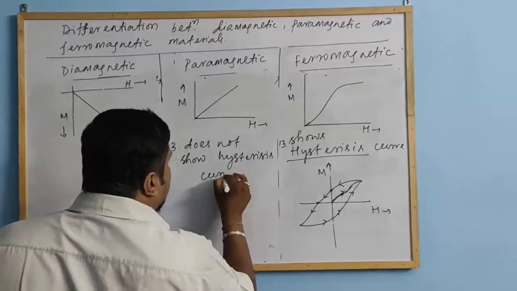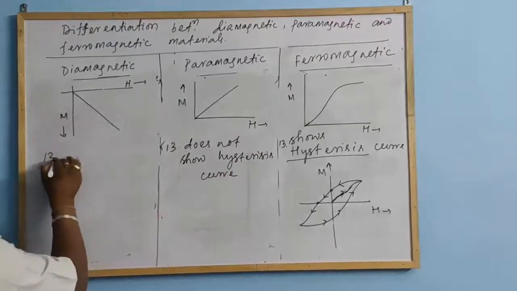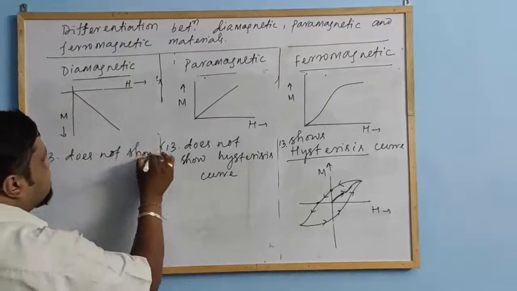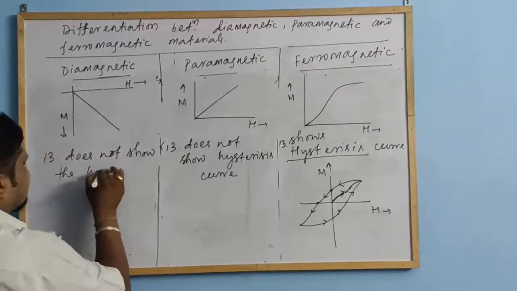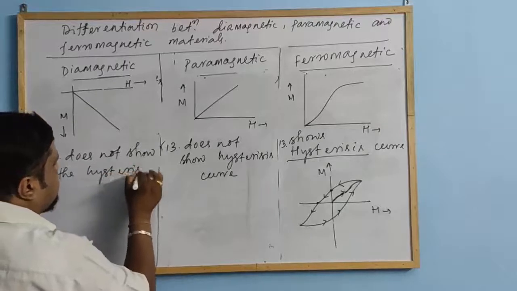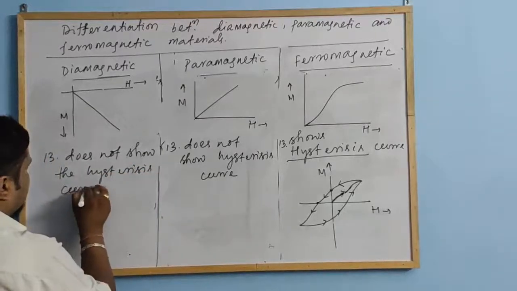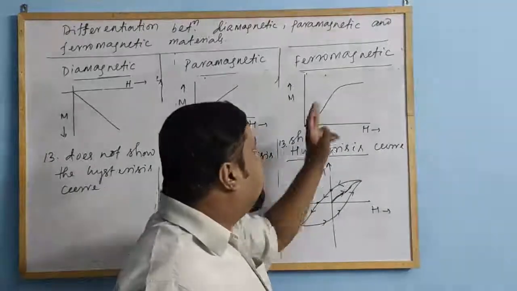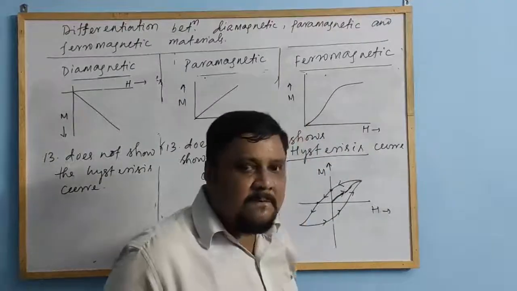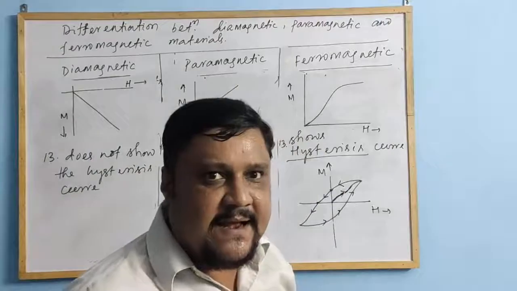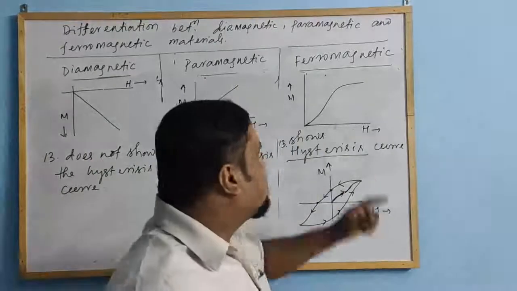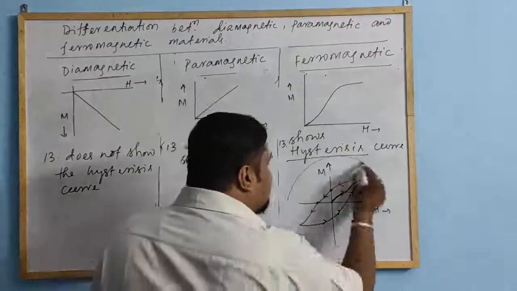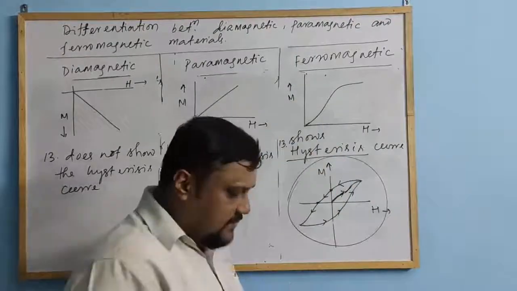Hysteresis curve. Here also the same thing, it does not show the hysteresis curve. And remember one thing, from this hysteresis curve, the ferromagnetic materials are again divided into a soft ferromagnetic and a hard ferromagnetic. On the basis of this hysteresis curve, they are again divided into two cases.